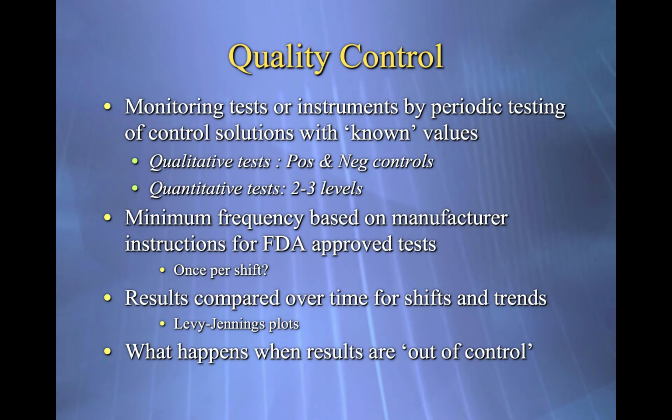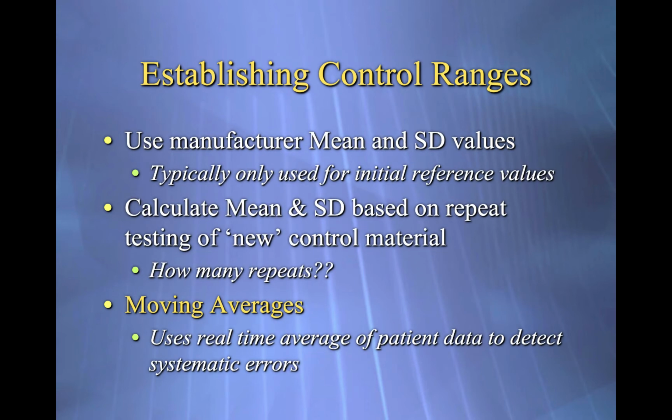Typically with quality control, we're going to actually plot the results for each level of control for each test and watch those for shifts and trends over time. These are called Levy-Jennings plots. We're going to look at one. And you need to have down in your procedure what happens when results are out of control and what you need to do to check things. And when do you consider results out of control and when you consider a test to be in control, even though they're not exactly the value that you want to receive.